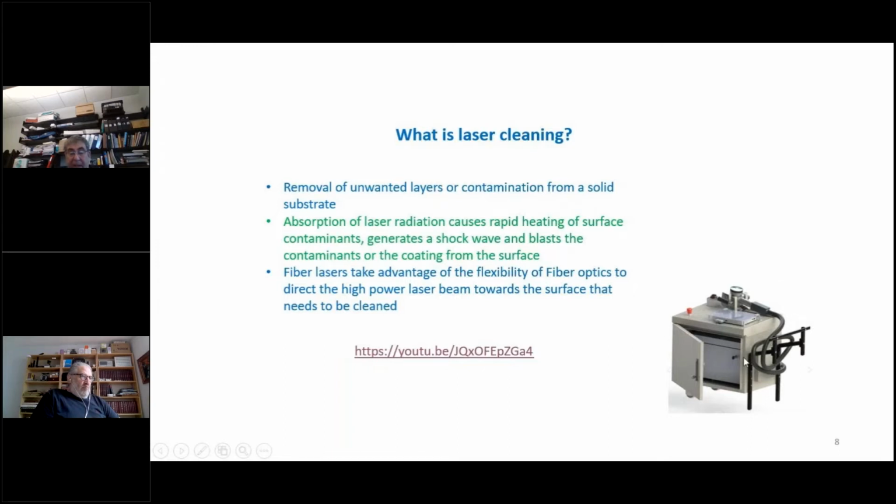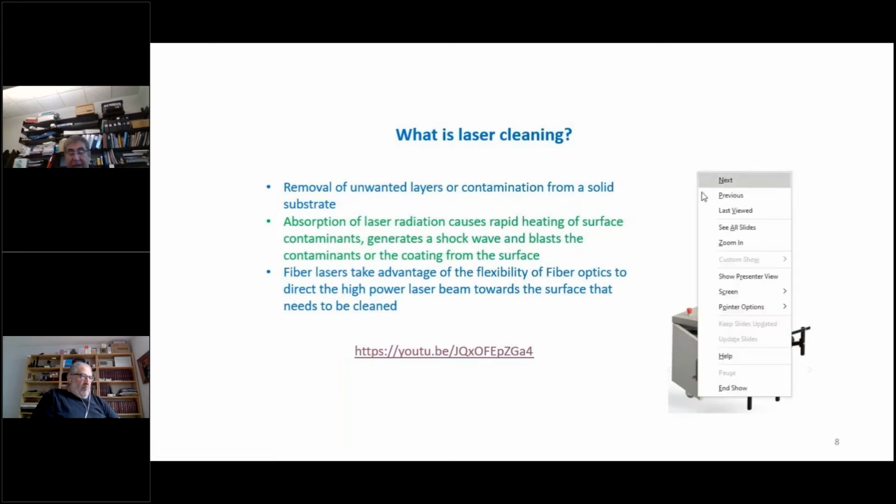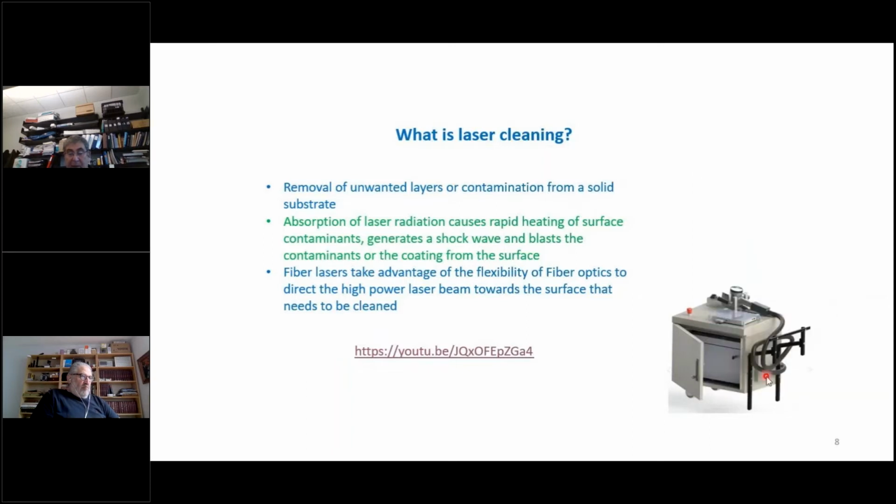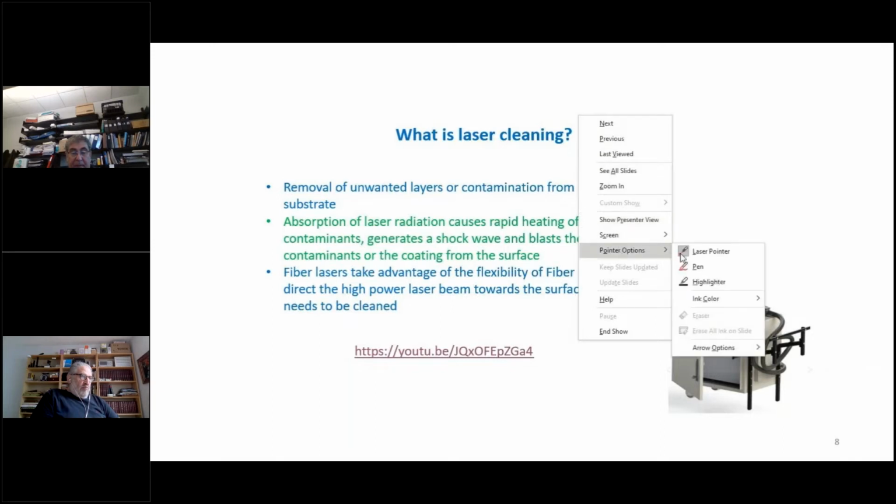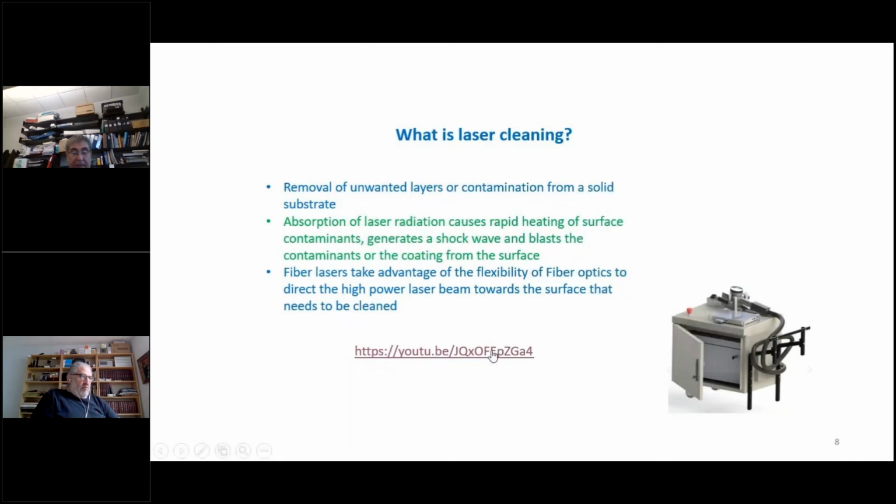The box contains all the pumping mechanism. Then there's a fiber optic here. Let me activate the laser pointer so I can show better. So this is a fiber optic system, fiber optic cable, an optical isolator, and this is the laser head here, which contains the galvos, and there's also a lens here of a certain focal length. So we can go ahead and activate this YouTube video so you can see what's going on with our laser cleaner.